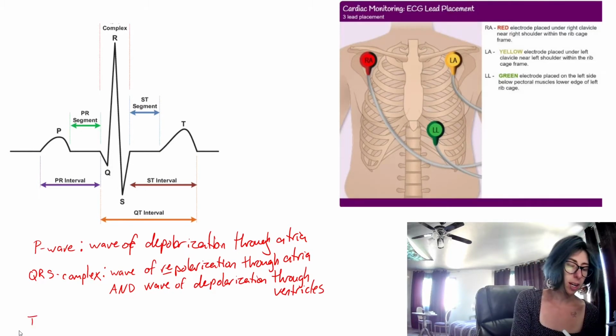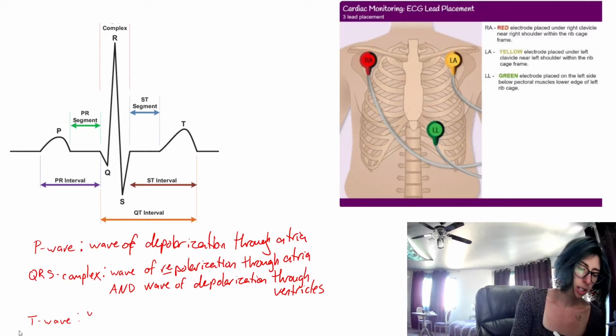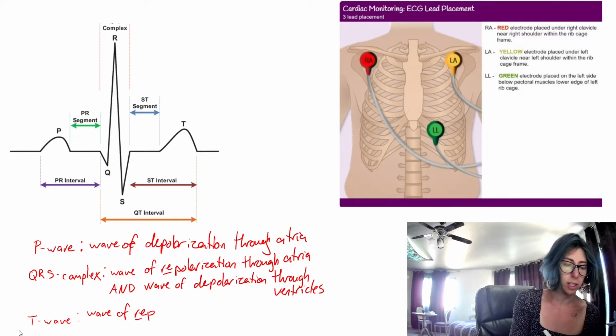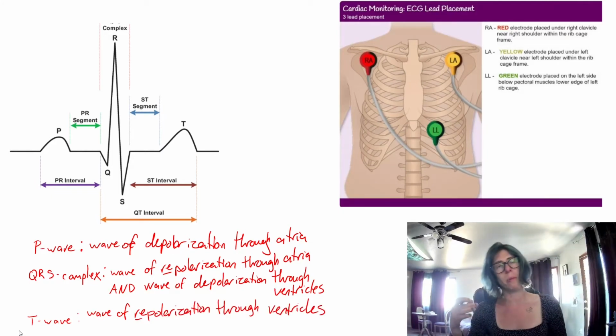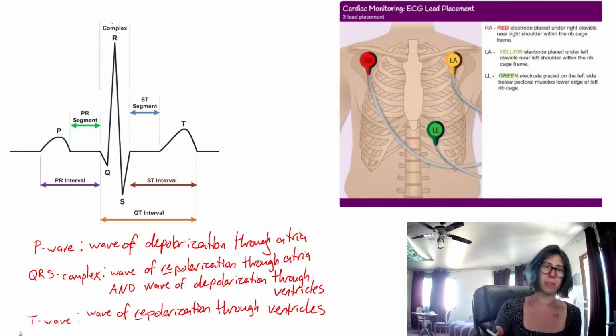And then we have the T wave. The T wave shows you the wave of repolarization as it moves through the ventricles. So remember that depolarization is when you have a spike in positive charge, and repolarization is a drop back to a negative charge.